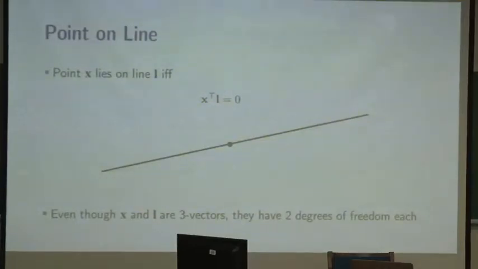Okay? So even though x and L are 3 vectors, I have a comment here that they have 2 degrees of freedom each. What do degrees of freedom mean? We'll talk about this a lot in this course. So what do degrees of freedom mean? Anyone? Any idea? Coordinates can change. Which can change independently, right?